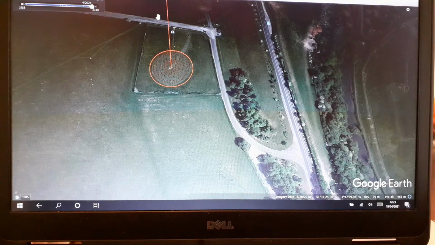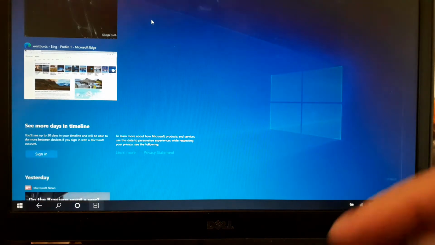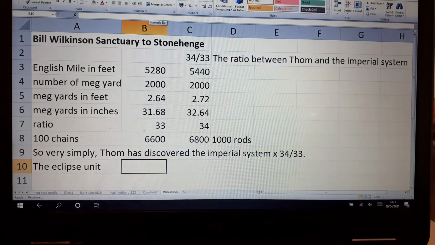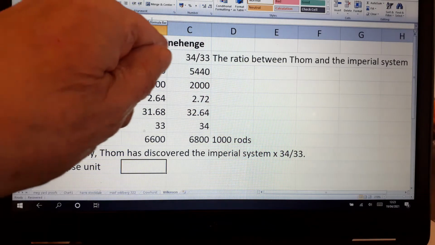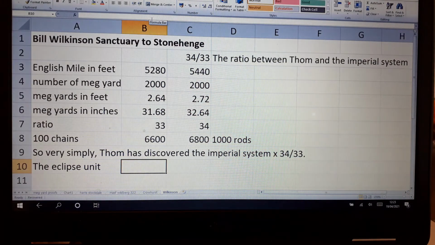We've just looked at the Sanctuary to Woodhenge line, and this is Woodhenge, looking at Bill Wilkinson's work. And now we're going to look at the reconciliation that we can produce using the imperial system and the system that Thom's discovered. So we go into this spreadsheet, and Bill Wilkinson's Sanctuary to Stonehenge. This is what's come out of it.